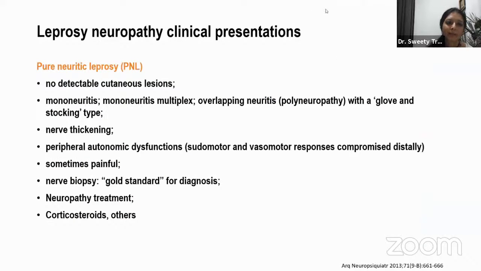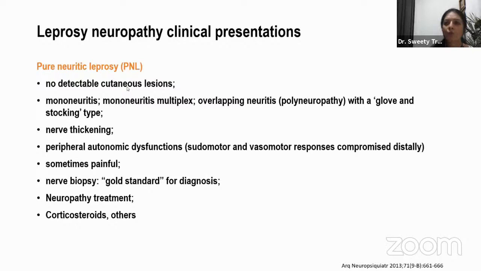So pure neuritic leprosy next is not that common outside India, but in India it is a vast majority of cases, almost 4% to up to 18% of cases may be pure neuritic leprosy. It's not that common outside India. The main problem with that is that there are no detectable cutaneous lesions. You won't find anything. And how can you diagnose?